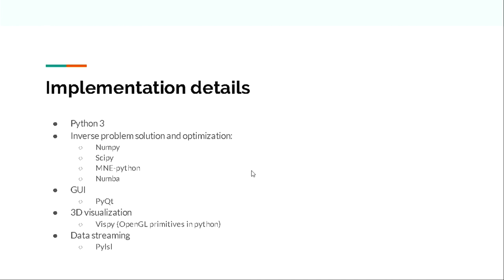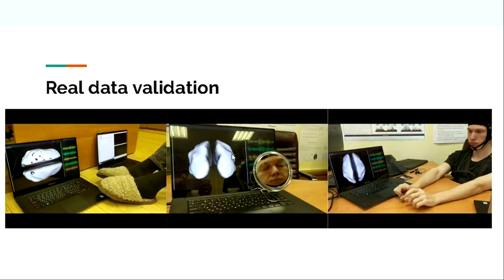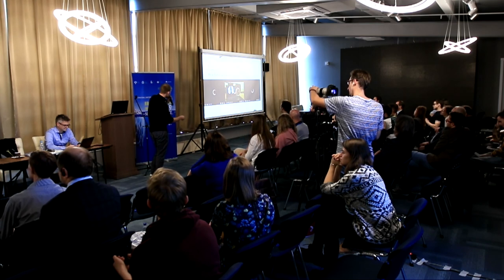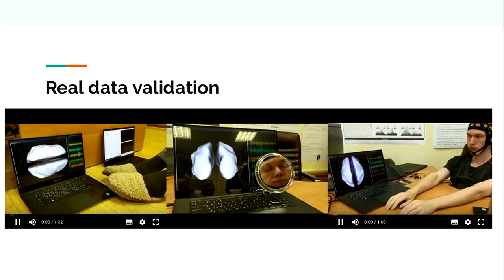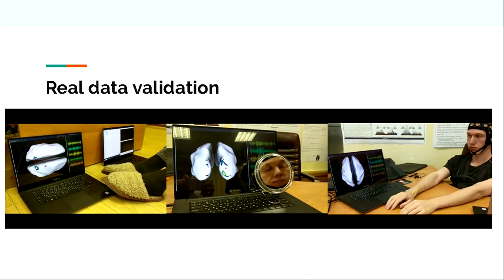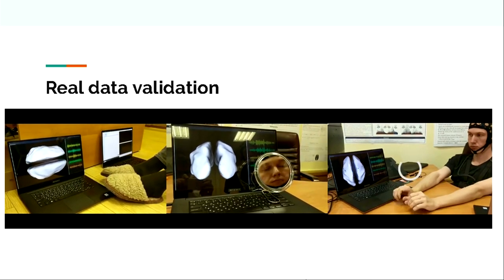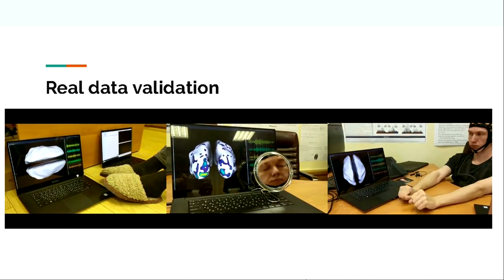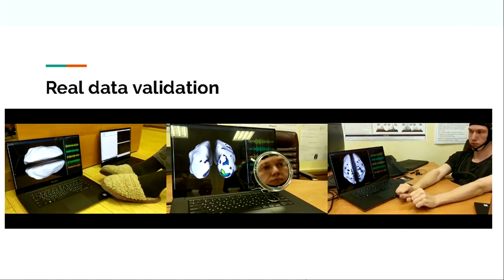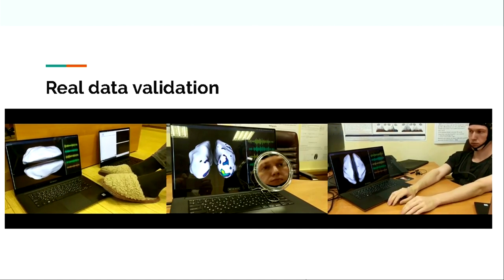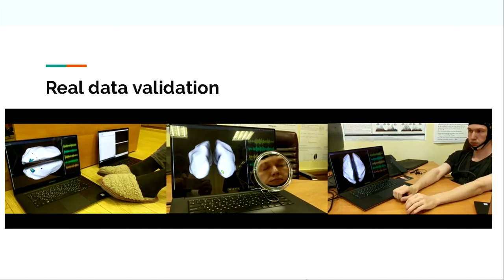And here are some demonstrations on real data. Oh, sorry, just a second till the videos are. Yep. So here is my colleague wearing an EEG cap, and I'm streaming his brain signals online to CogniGraph and trying to reconstruct what's going on. So on the central video, he's closing and opening his eyes. And I'm reconstructing alpha suppression in the occipital areas. And the left and rightmost videos are showing motor activity suppression when he's moving his limbs.